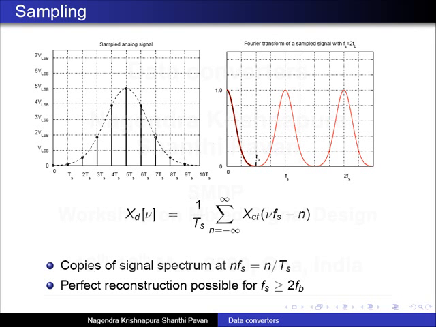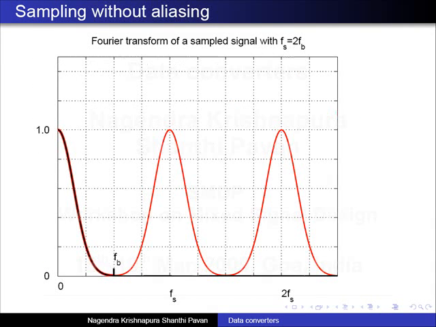Now, if there is no aliasing, let's say you have this and the next copy comes after this has gone to 0, then you can easily see that you can reconstruct the signal. You can look at only the first part of it and reconstruct the signal. But if some portion has aliased, then you will not be able to do that. So, this is an example of sampling without aliasing. The black stuff is the spectrum of the continuous time signal, and the red stuff is simply the same thing which has been copied.